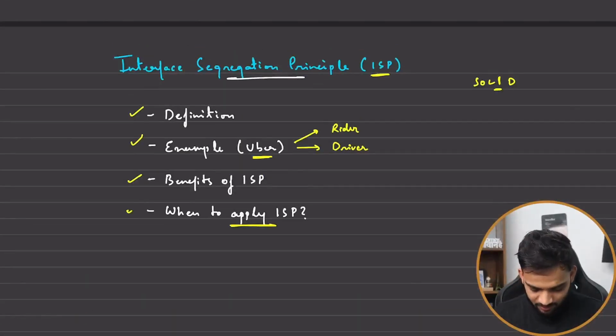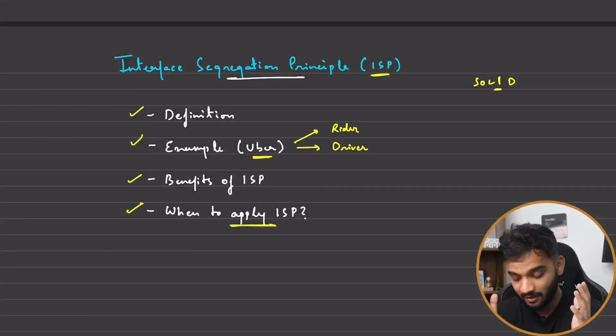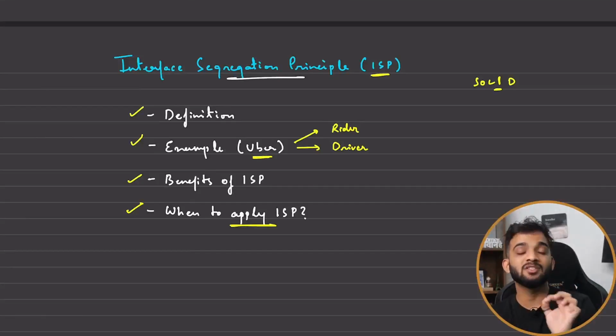That's it. So that was it for ISP, which is the I in SOLID principles.